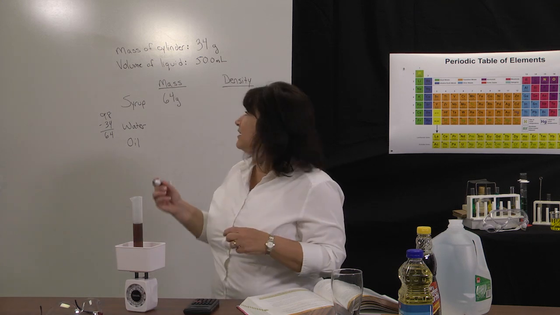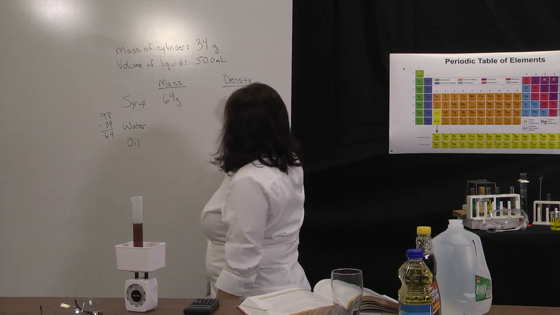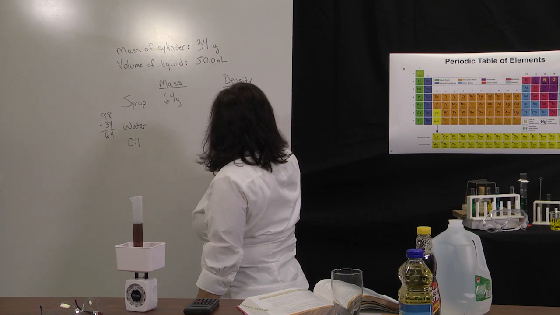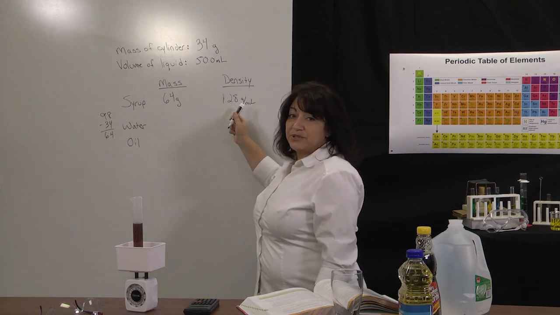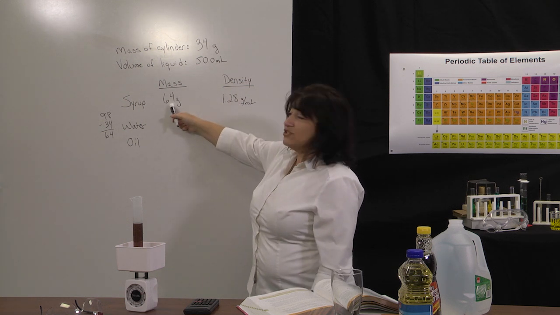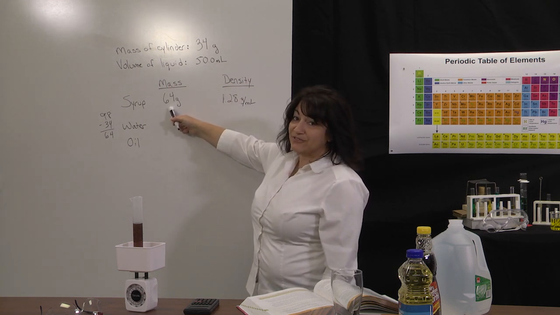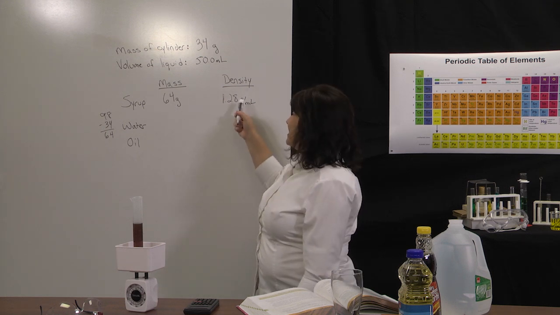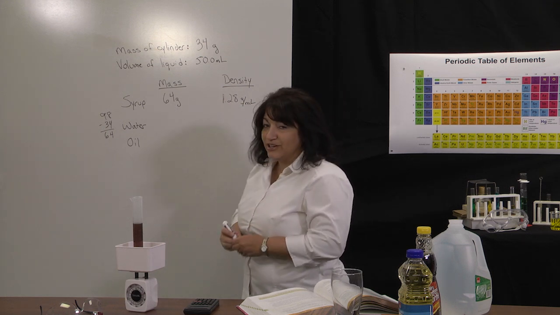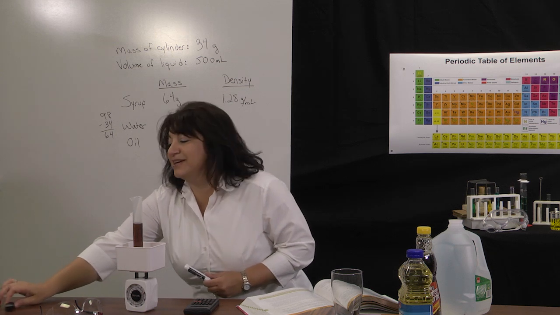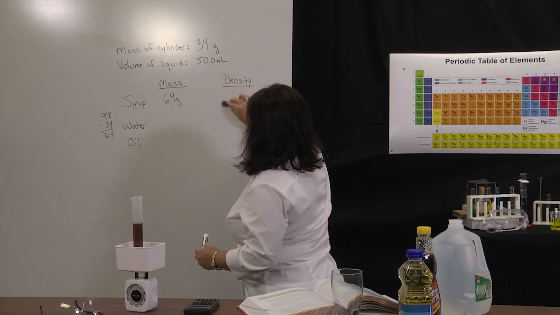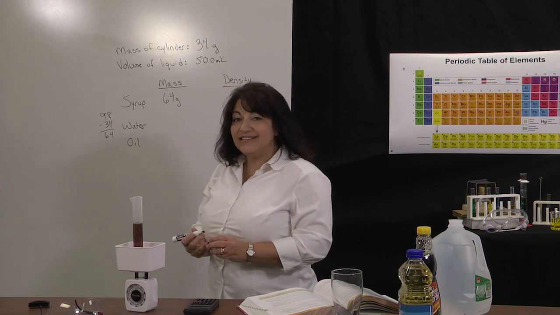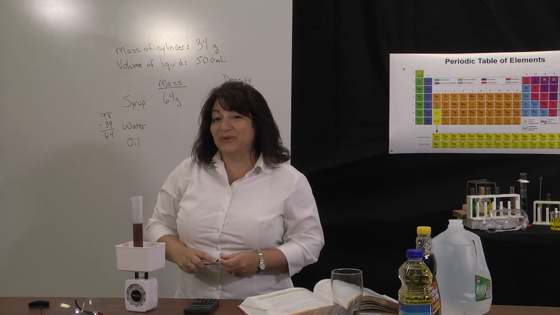Now I have to consider the significant figures. 1.28 grams per milliliter goes to the hundredths place. Now this one is to the ones place, and because I'm dividing, I have to use the least precise. So my answer can only be to the ones place, and so I get 1 gram per milliliter as my answer. So let me fix that really quickly. Okay, that's the calculated density of the maple syrup.